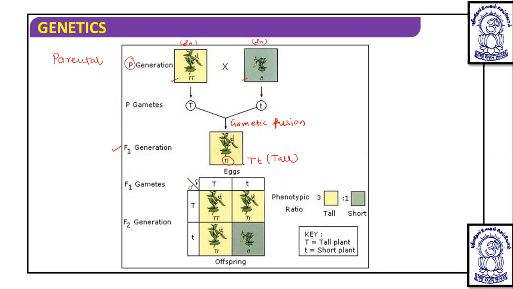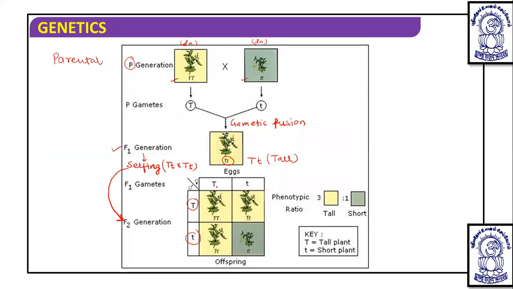After this, in the F1 we carry out self-fertilization. What do we carry out after the F1 generation? We carry out selfing, or self-hybridization, and this is going to produce the F2 generation. In selfing, we cross F1 capital T small t with F1 capital T small t. Now I am taking this as a male and this as a female. The male has two types of gametes, capital T and small t.